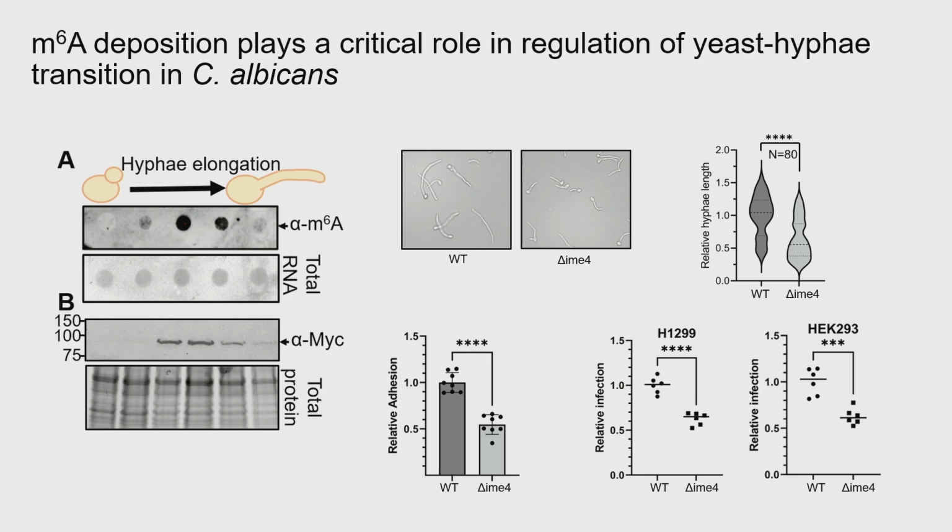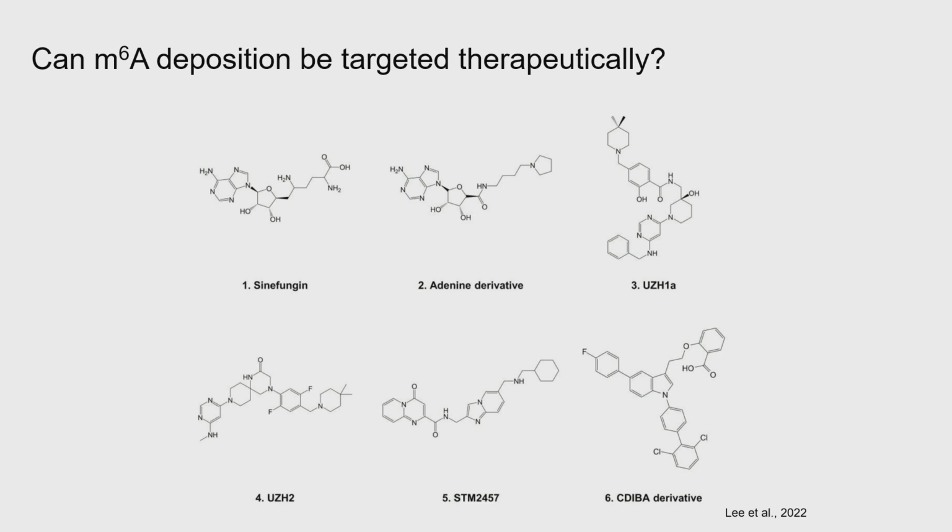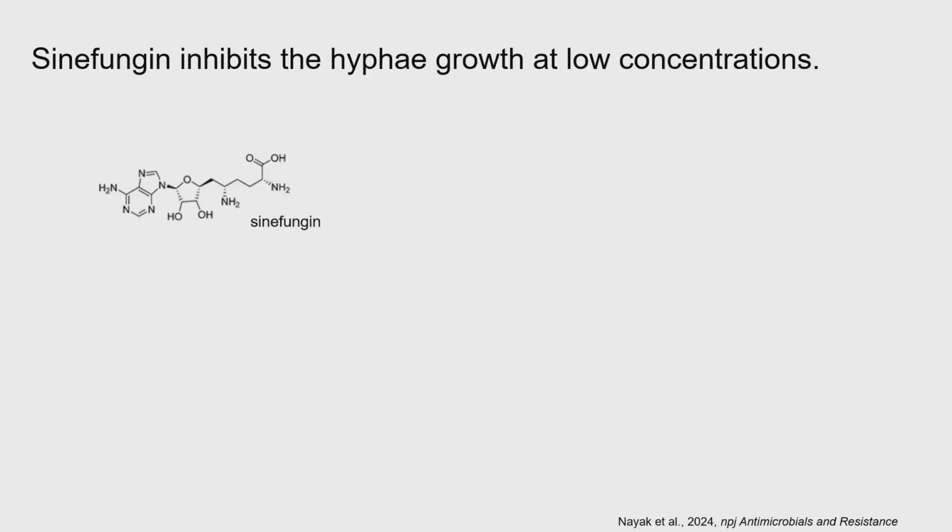So IME4 is an enzyme. Any enzyme can be targeted by small molecules. Unfortunately, the human homologue of IME4, METTL3, is the target of many cancer drugs, which are at different stages of development. So we bought the ones that we could buy, on this list, and tested their effect on Candida. Not much of an effect, which we can discuss later as to why that is, except for sinefungin, which showed some promising results.